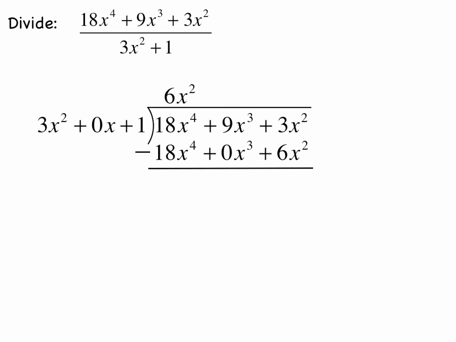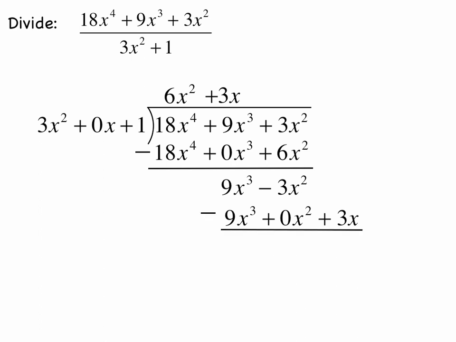The 9x to the third minus x to the third is just 9x to the third. 3x squared minus 6x squared is negative 3x squared. I'm going to divide. 9x to the third divided by 3x squared is a positive 3x. When I multiply it back again, I'll get 9x to the third plus 0x squared plus 3x. I'm going to subtract that, and I need that 0x on top. So I'm subtracting a 0x minus a 3x.